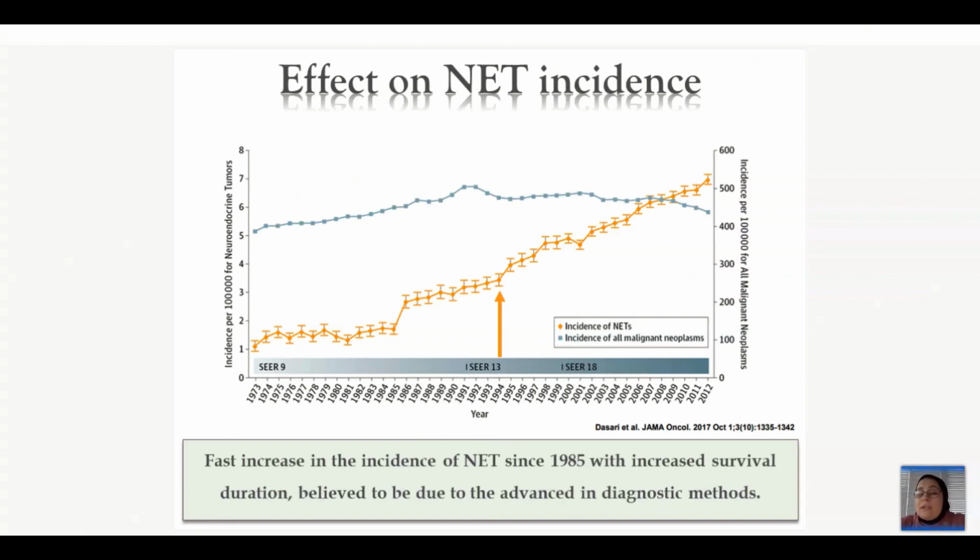And you can notice here that in 1994, this was the start of the steadily increased incidence of neuroendocrine tumor. And it's really believed to be because of the advances in imaging rather than a real increase in the number of cases. It's just that we can find them much earlier now. Always when you find the tumor early, you have many more treatment options than when you find it late in the disease.